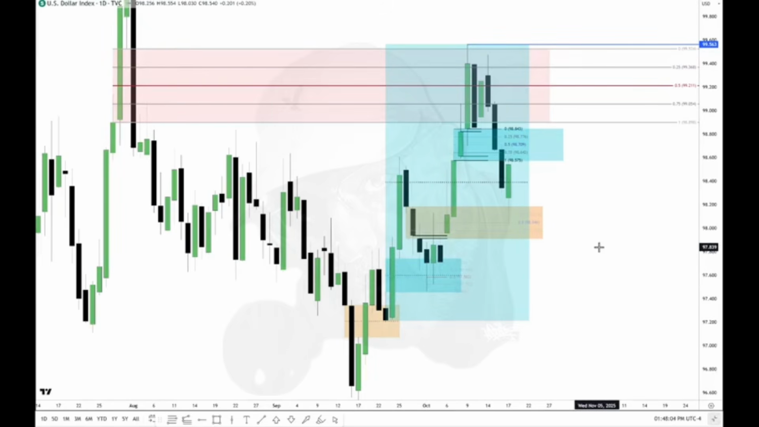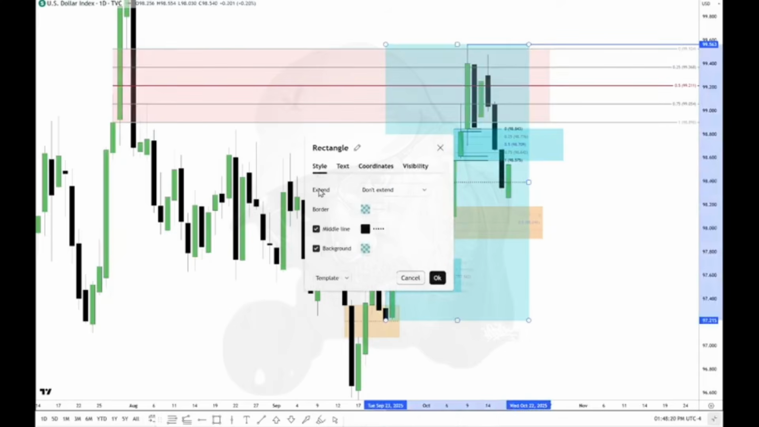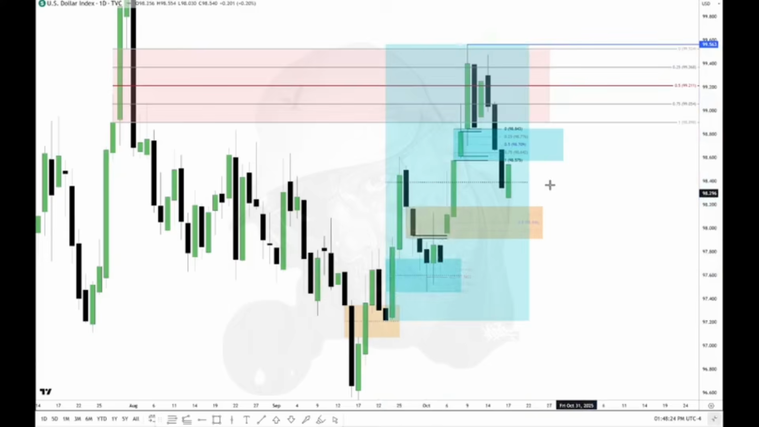Okay. And what I do is I want to see where are we in relationship to that range. Now, obviously, right now we're in the premium side because we went down to discount below. Here's this dark line here. That's 50% of that range. And you get that by having this middle line toggled on the rectangle tool.